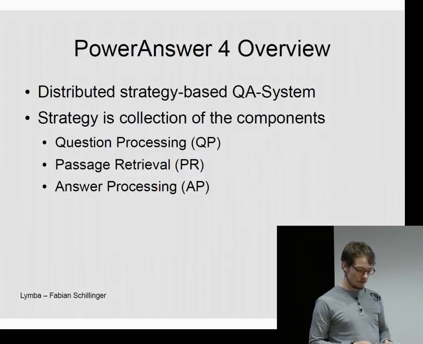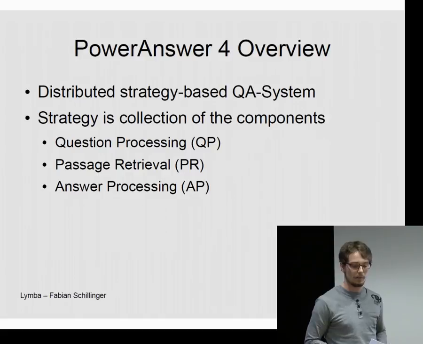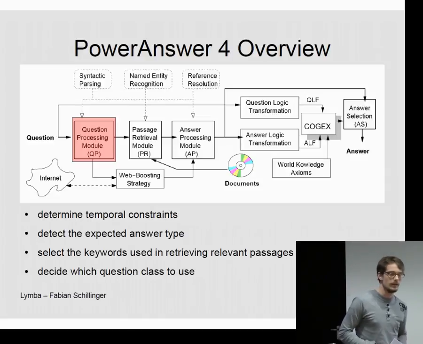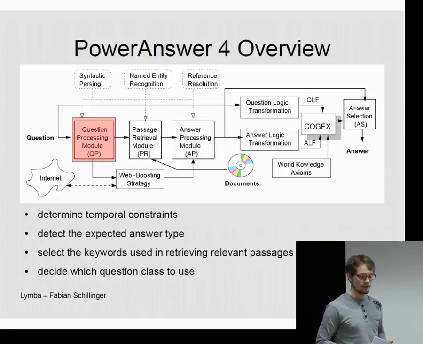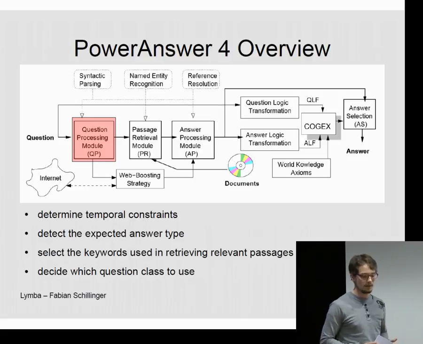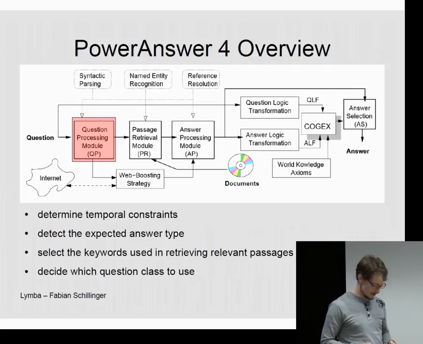Strategy selection is based on question processing, and each strategy is designed to solve a specific class of questions. Each of these strategies is a collection of the components question processing, passage retrieval, and answer processing. Here you can see an overview of the architecture of PowerAnswer 4 with our three modules: question processing, passage retrieval, and answer processing in the middle. Later we'll talk a little bit about COGEX on the right hand side.